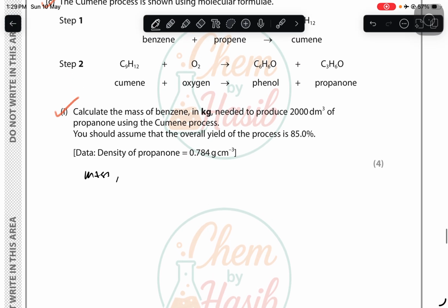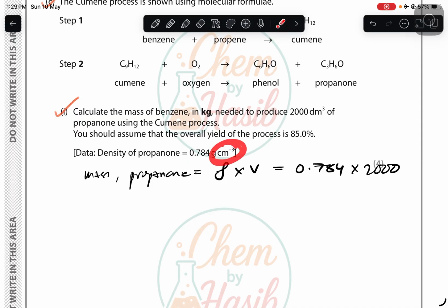So you have to find the mass of propanone. How do we find the mass of propanone? Mass of propanone will be density multiplied by volume. What is density? 0.784 multiplied by volume. The volume was 2000 dm cube of propanone. So you have to multiply it by 2000. Now you can't multiply by 2000 because the density is in cubic centimeters, and the volume is in cubic decimeters.